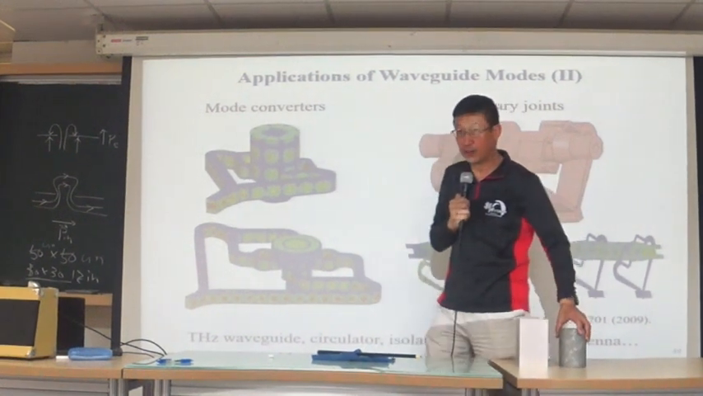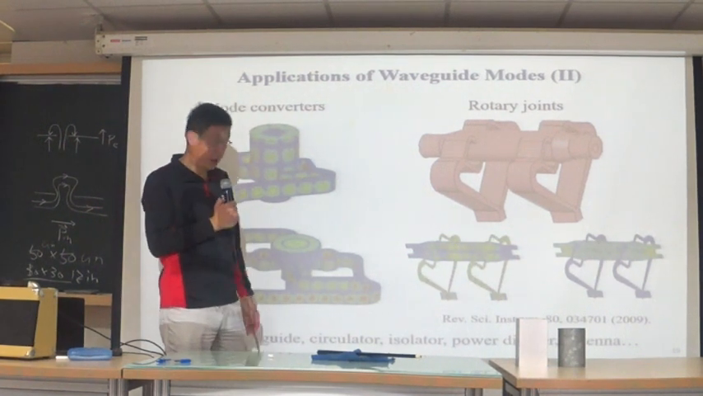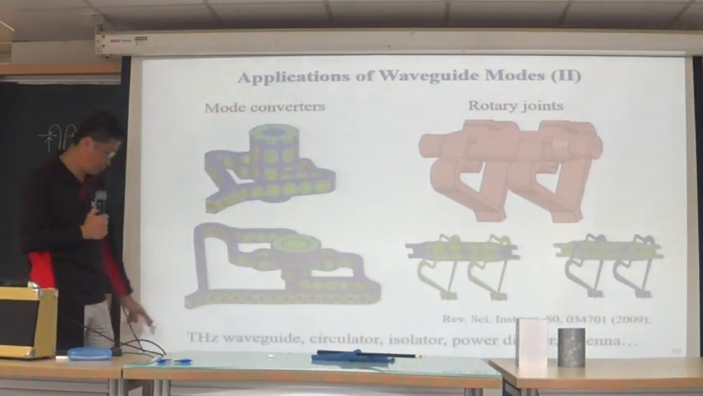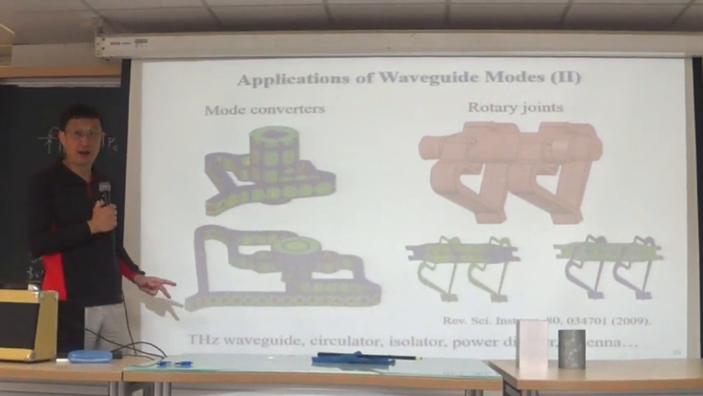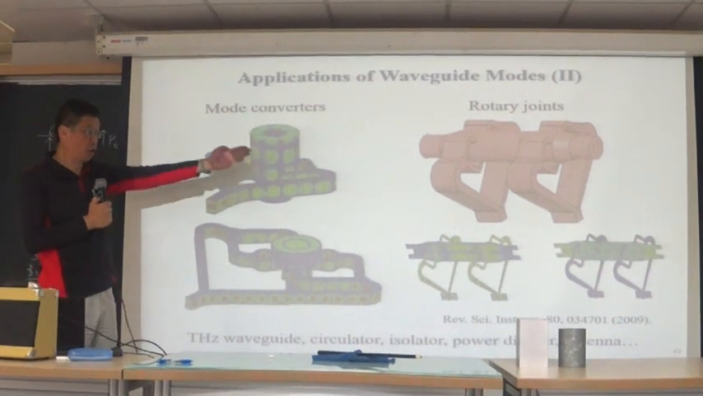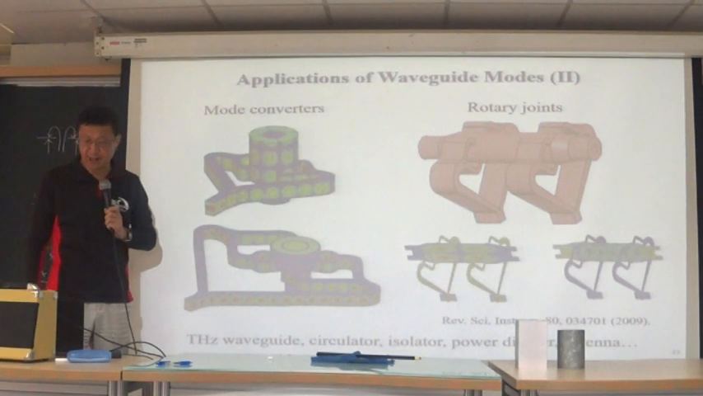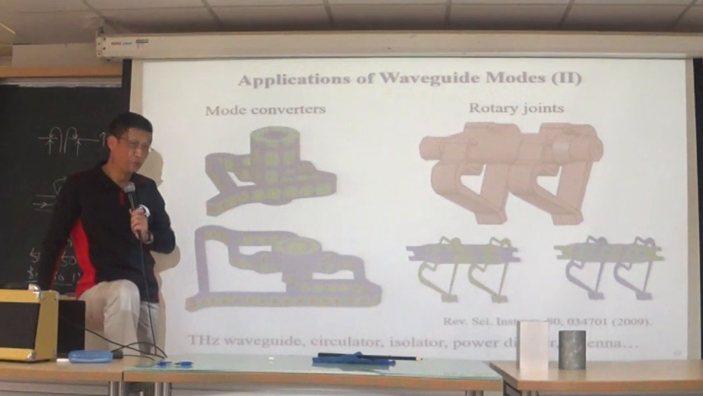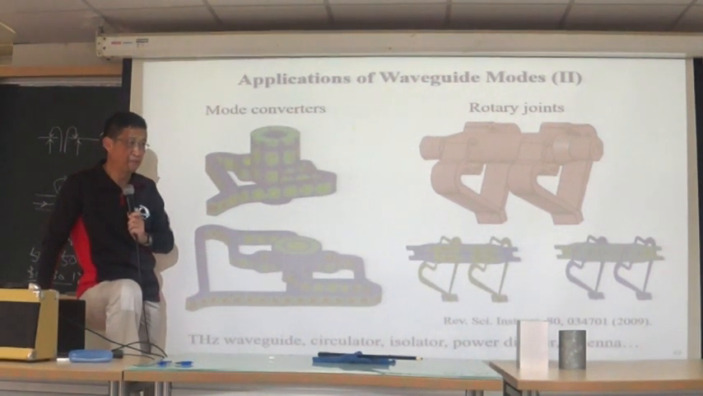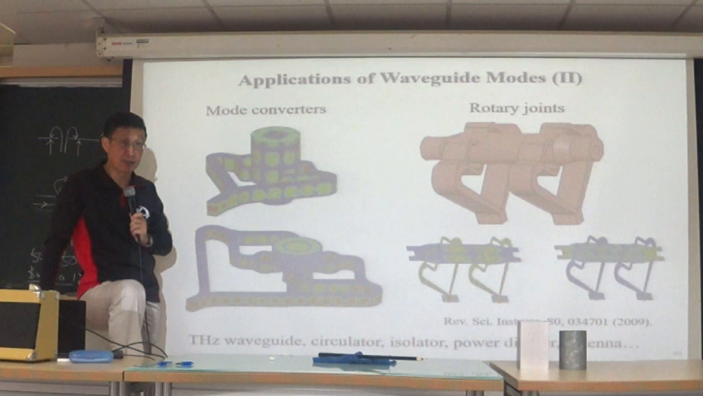So properly design this kind of rotary joint, and you can design circulator, isolator, power divider, antenna. That's for rotary joint. You can design phase array antenna. So excitation of waveguide mode will have many applications. Okay, you can find your own applications.